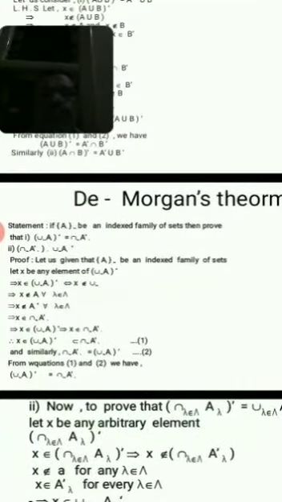De Morgan's theorem statement: in the examination they may ask you to state and prove De Morgan's theorem. The statement is: if A is an indexed family of sets, then prove that the first one is the complement of the union of A equals the intersection of A'. Here it actually comes with alpha belonging to lambda.